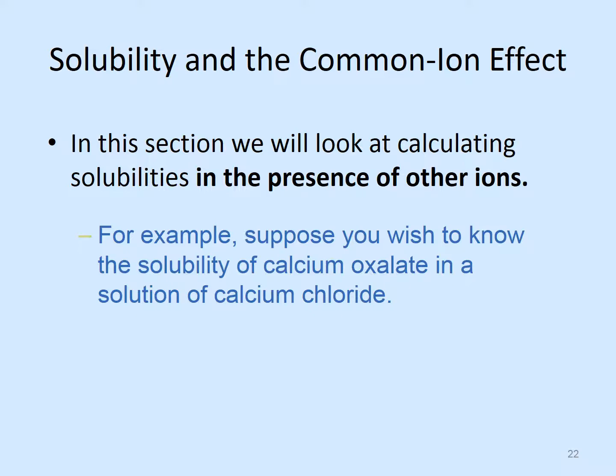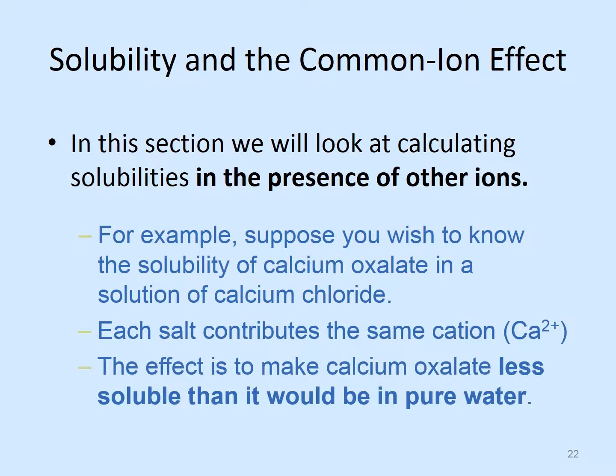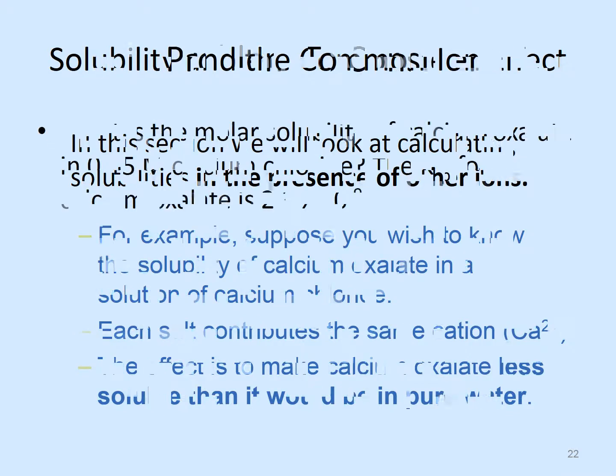And if you remember what happened with the acids, if you have a common ion on the product side, it shifts equilibrium to the left, which means that for an acid, less of it dissociated, which made the pH higher. Well, the same thing's going to happen. Less of our solid will dissociate, and so it will be less soluble. The solubility will go down in this case. Each salt contains the same cation, and so it will be less soluble than it would be in pure water. So let's look at that.